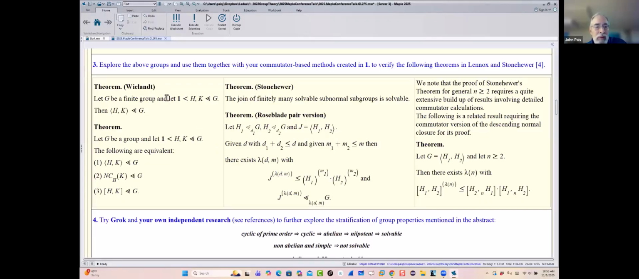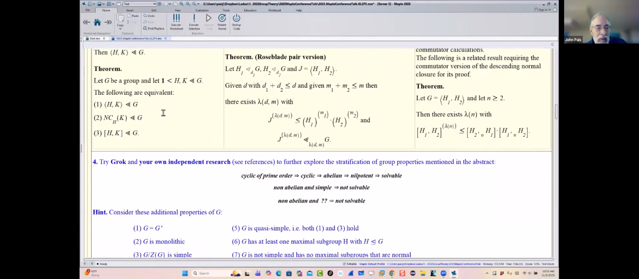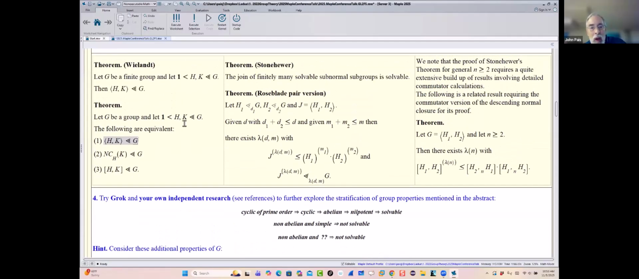This is the standard join theorem for a finite group. It's not true for infinite groups. So that's a kind of interesting example. And this theorem shows that in addition to the join being subnormal, by the way, that's my symbol for subnormal, we'd have the relative closure of K with respect to H is subnormal, and the commutator is subnormal. So there's the commutator entering it.